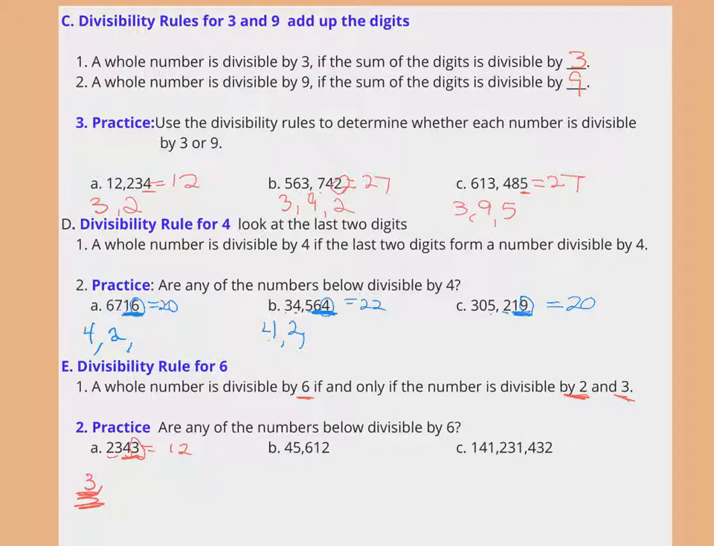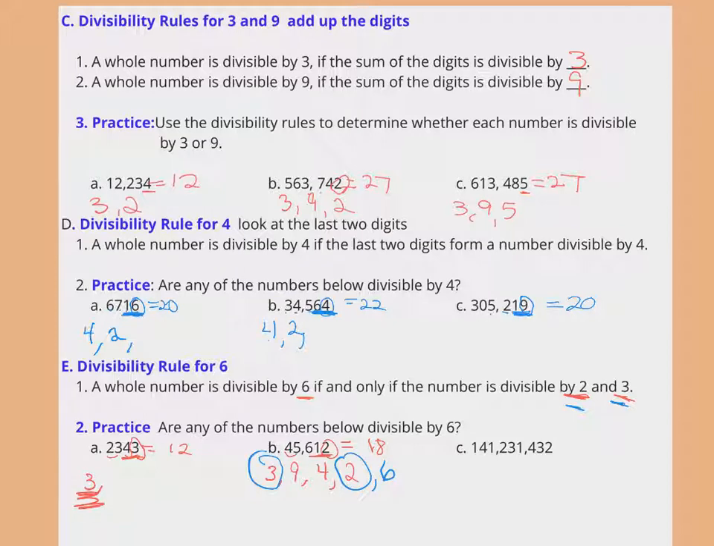If I go on to 45,612, I want to add up my digits, so I have 9, 10, 18. 18 is divisible by 3, 3 times 6. It's divisible by 9, 9 times 2. If I look at my last 2 digits, I have 12, and that is divisible by 4. My last digit is even, so it's divisible by 2. And because my number is divisible by 3 and divisible by 2, it also will be divisible by 6, using this rule we have right here.